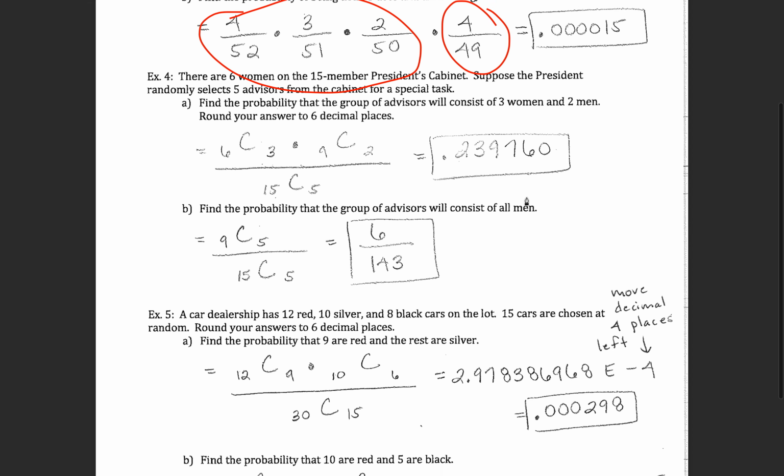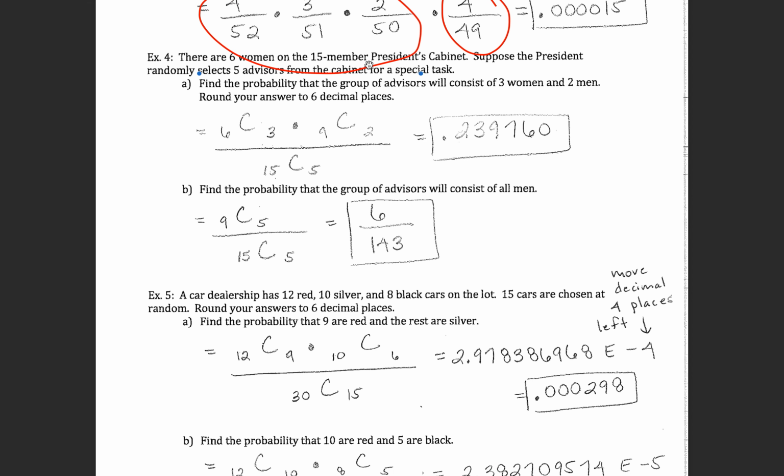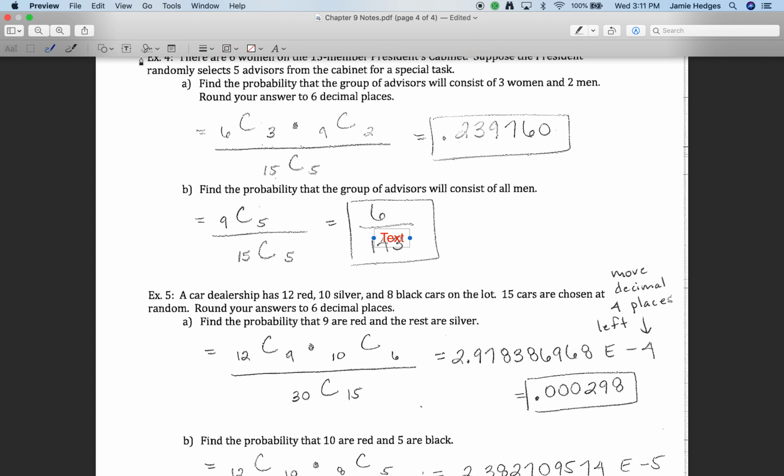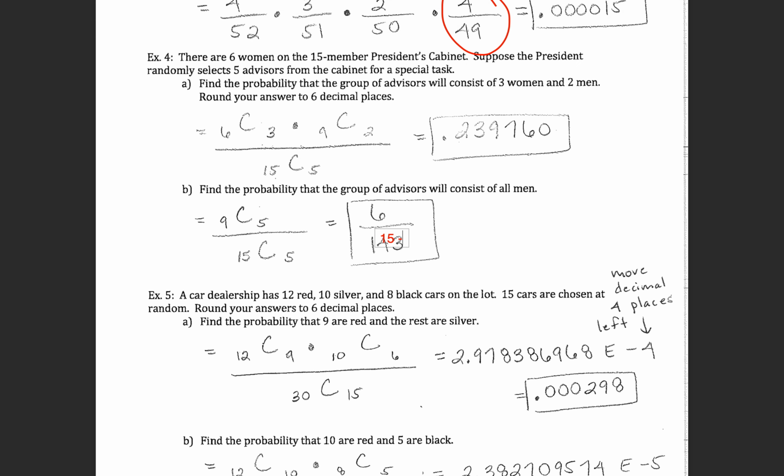Now these next examples I think are the trickiest ones, because they're going to use combinations with fractions. So you have to be really careful. We've got 6 women on this cabinet, and we're going to pick 5 advisors for a special task. First off, since there are 6 women and 15 total cabinet members, I know I can figure out how many men there are. So there are 15 total cabinet members, 6 of them are female. That means that 9 of them are male. So I'm just going to keep that in mind as I work this problem.